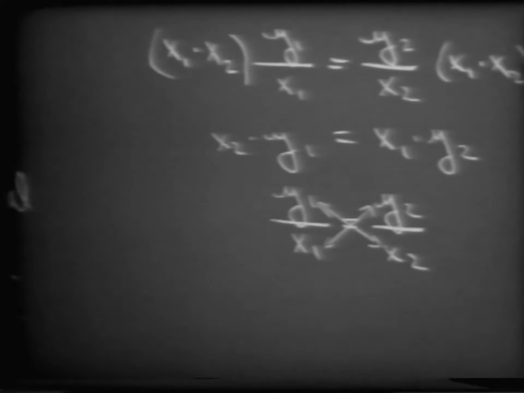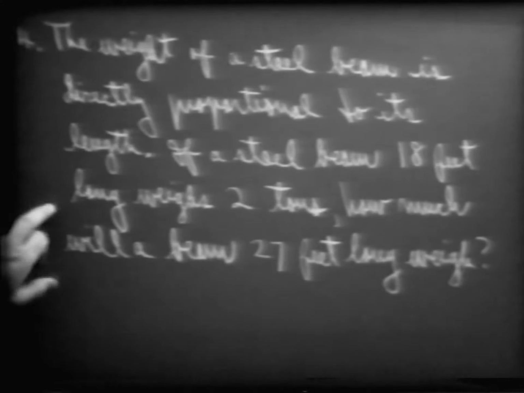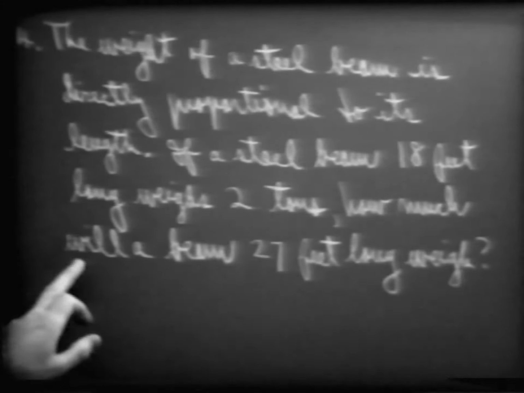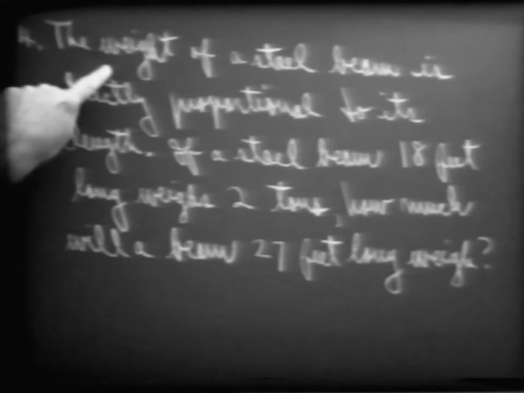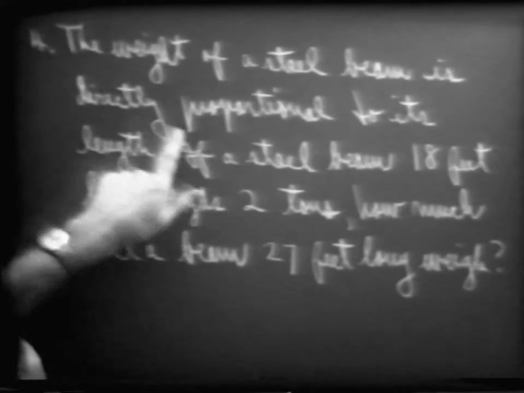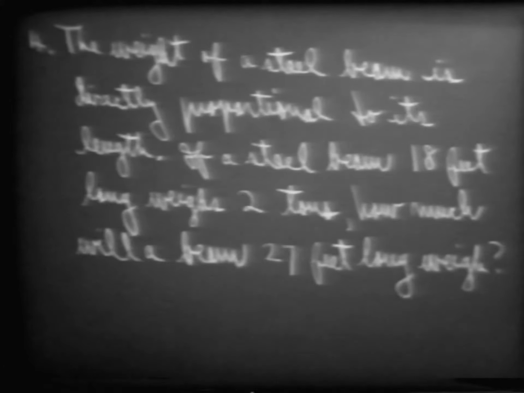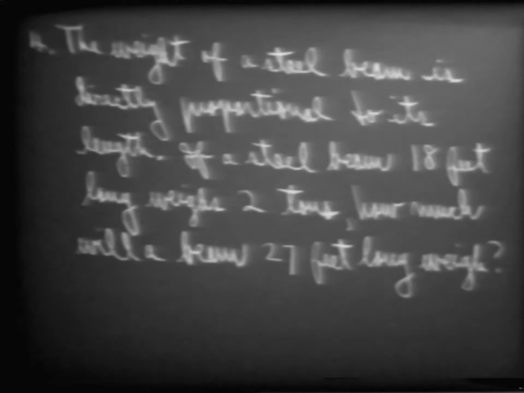Let's look at a fourth example. Here we have: the weight of a steel beam is directly proportional to its length. If a steel beam 18 feet long weighs 2 tons, how much will a beam 27 feet long weigh? All right, so now let's come back to our original statement, which says the weight of a steel beam is directly proportional to its length. So let's say W for the weight and L for the length, in which M is again this constant of proportionality.